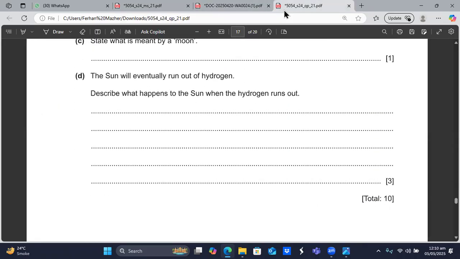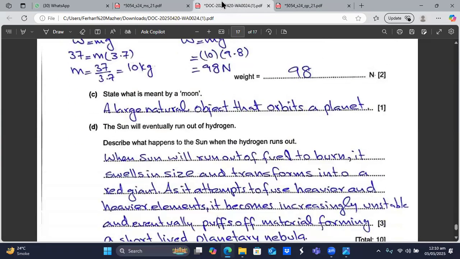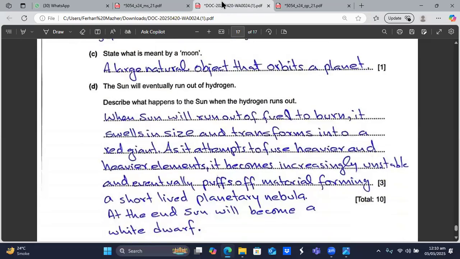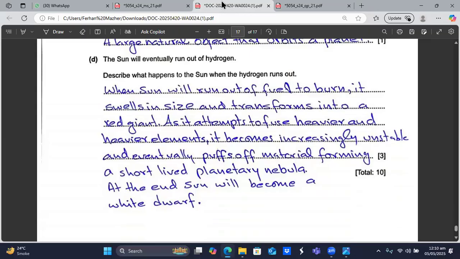Then the question is, the sun will eventually run out of hydrogen. Describe what happens to the sun when the hydrogen runs out. You know, the sun is a medium-sized star. This is one very important thing, because the life cycle of the medium star and the life cycle of the larger star is a little different from each other.